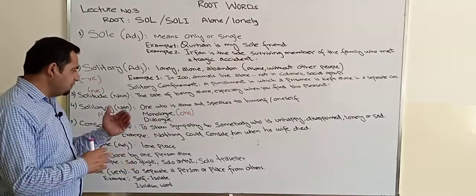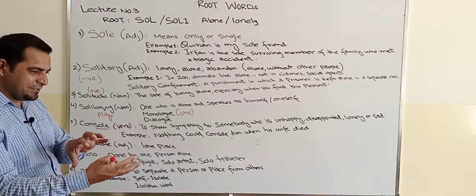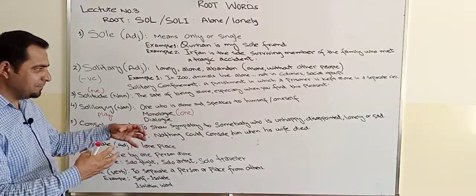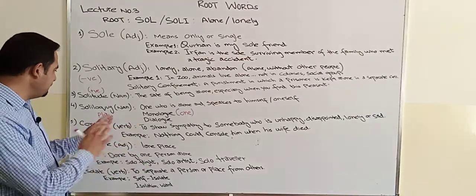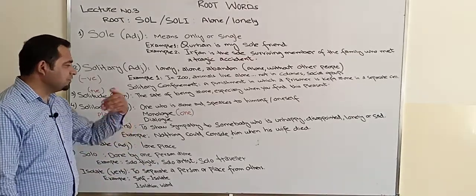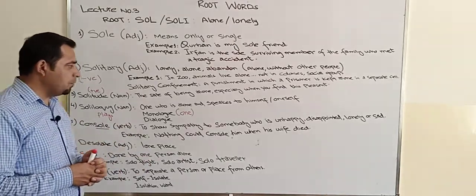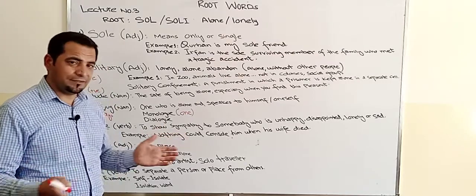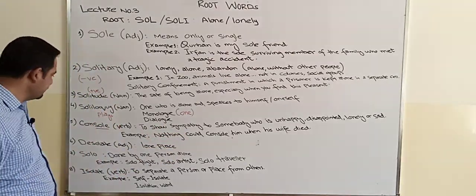So if you are consoling someone, it means that someone is disappointed, he has moved away from the rest of the group members, the rest of the people, the rest of the family members. So when you console him, you're showing your sympathy, right? For example, nothing could console him when his wife died, right? Okay, so he was finding himself alone.